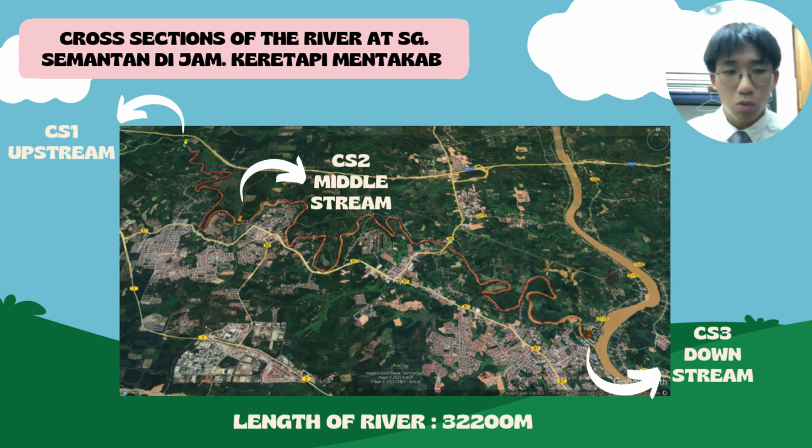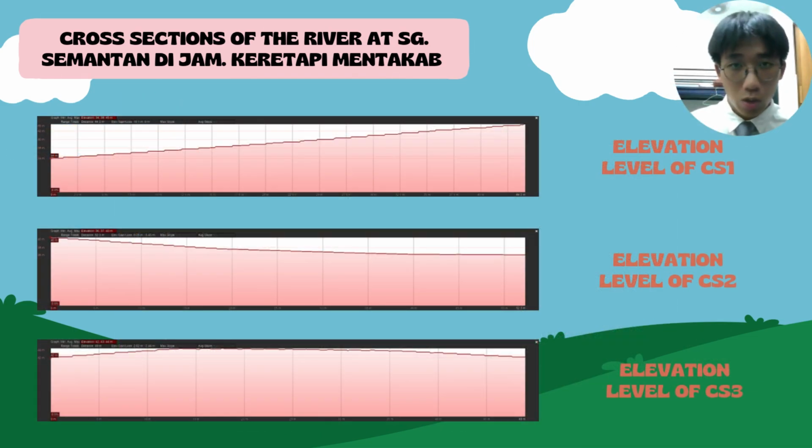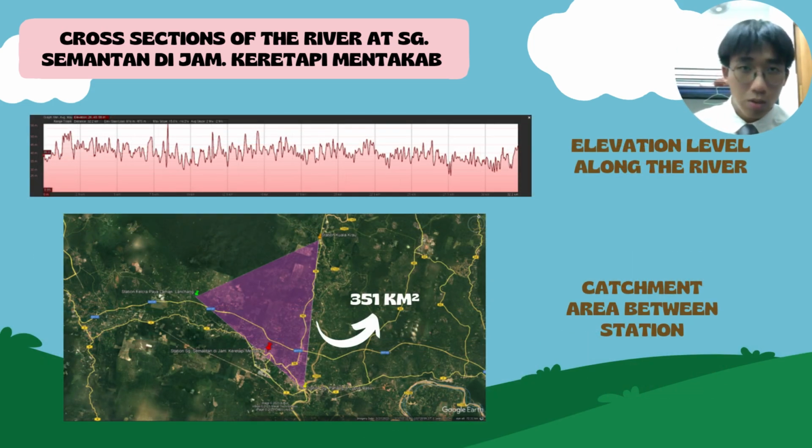So the length from the upstream to the downstream is 32,200 meters, and this data will be used to calculate the peak flow. So this is the elevation level for the cross-section 1, 2, and 3. I will explain the detail in the equation later. And this is the elevation level along the river, which is uneven because of the length, and the catchment area between station, which is 351 km square, that we calculate using the Google Earth Pro.